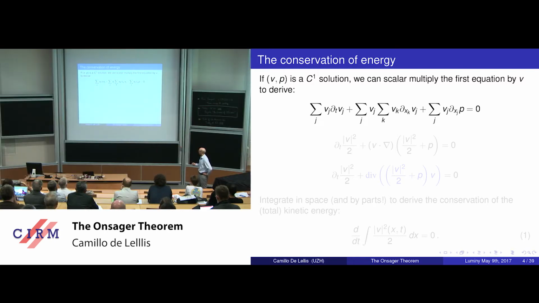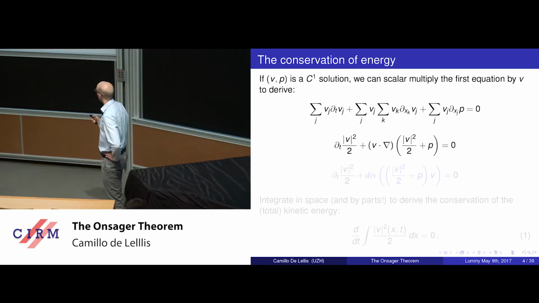Okay, so you see what happens if I scalar multiply. The first term is v_j ∂_t v_j. Here you see what happens when I scalar multiply the advective term, and then here there is just the scalar product between v and the gradient of the pressure. So you recognize immediately that this thing over here is the time derivative of the modulus of v squared divided by 2. So it's just the time derivative of the kinetic energy density.